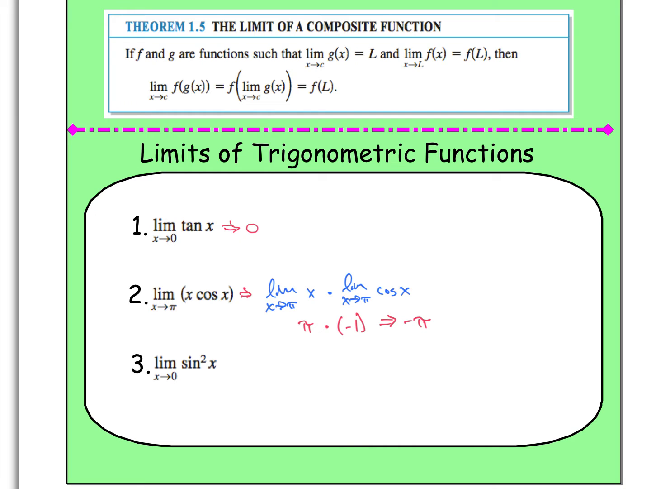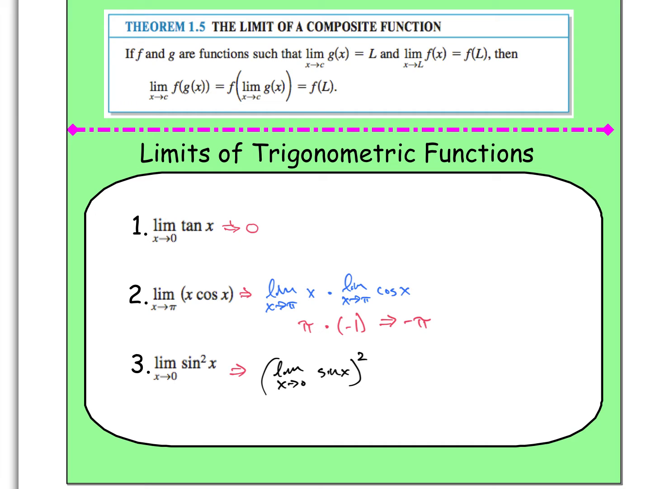This next one, I have the limit as x approaches 0 of sine squared x, or sine x quantity squared. This is the same thing, and I'm going to show it directly. This is the same thing as saying the limit as x approaches 0 of sine x, squared. That's kind of how it's done here. So now if I do the limit as x approaches 0 of sine x, what is that?